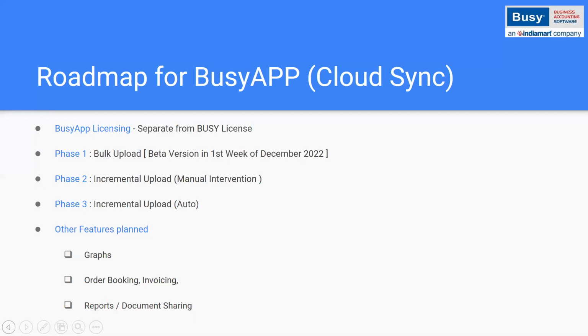This is the roadmap of the Busy mobile app. First of all, I would like to clarify that for the old mobile app, you only require the BLS. You were not required to buy a separate license. For the new mobile app, the client would be required to buy a separate license. The pricing is not yet decided. Once it is decided, it will be communicated to you by our sales team.